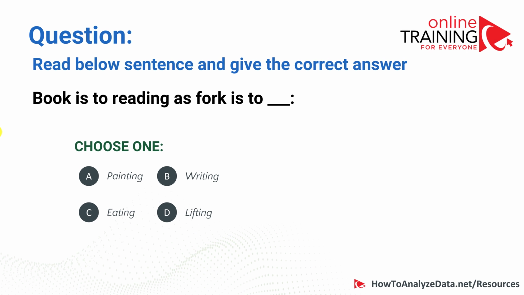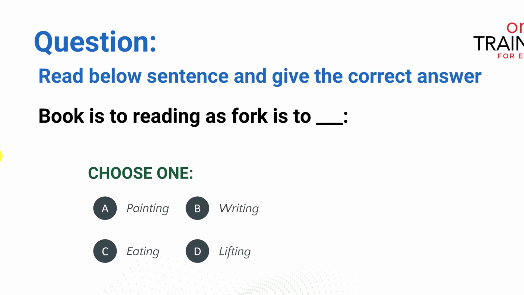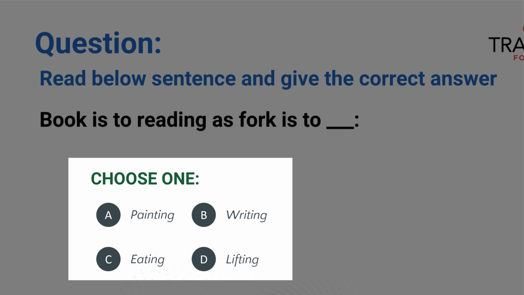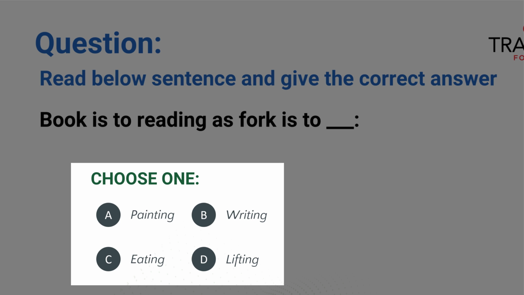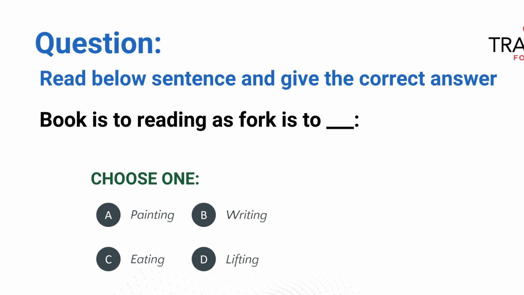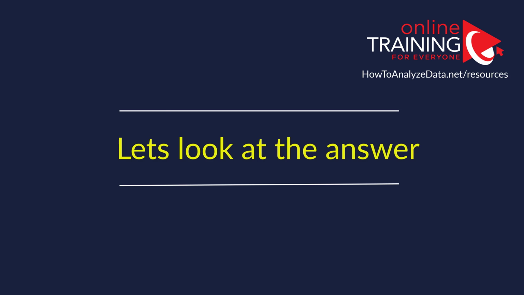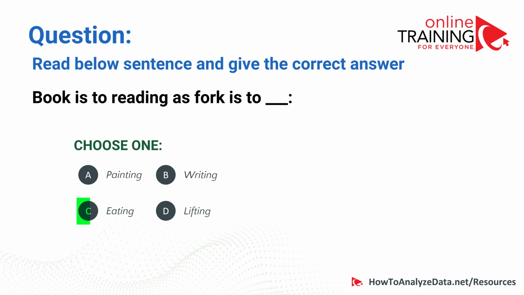Now let's look at the reasoning question where you need to complete the sentence. Read the below sentence and give the correct answer. Book is to reading as fork is to, and then you need to pick one of the 4 choices: painting, writing, eating, and lifting. So what do you think is the right choice? I think it's pretty obvious here, but let's look at the right answer. So the correct answer is obviously eating, right?